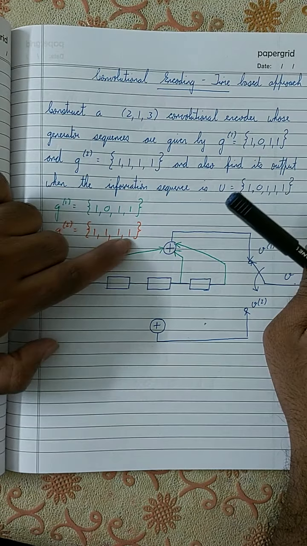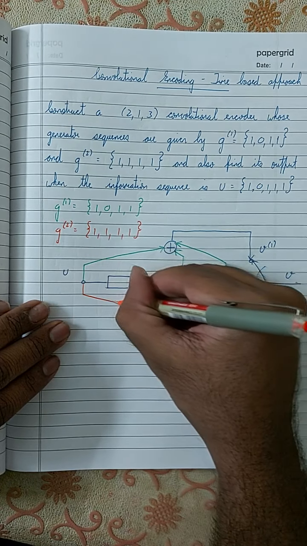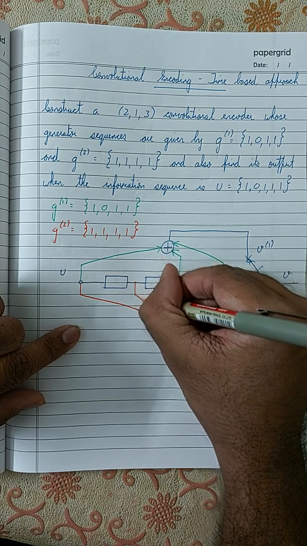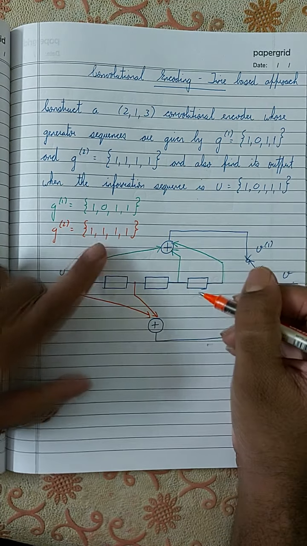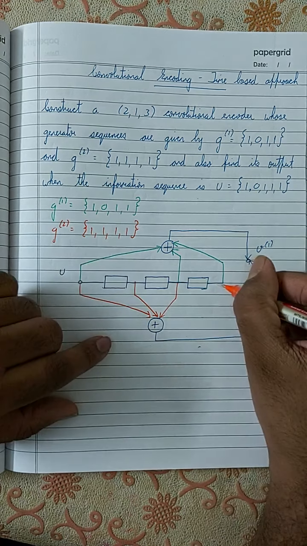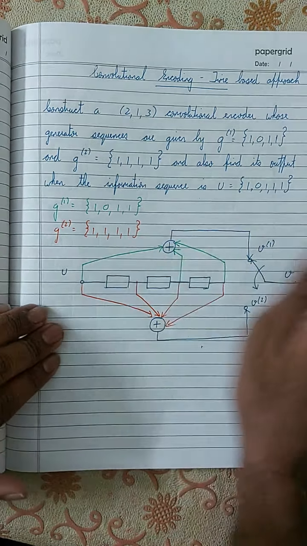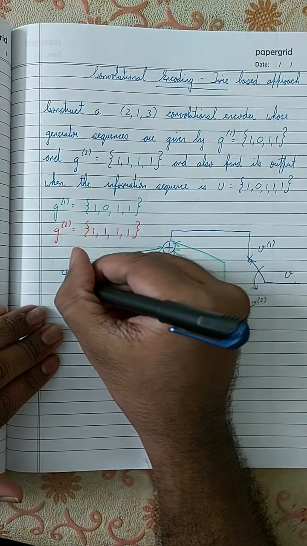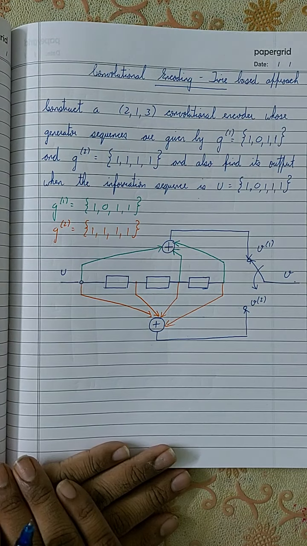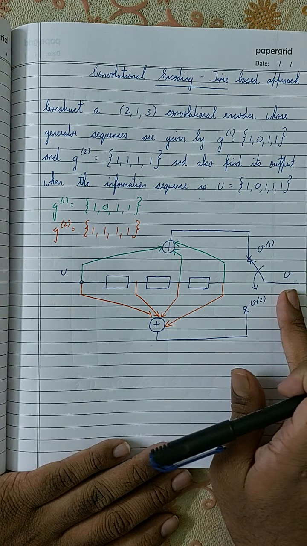Okay, next is G of 2. G of 2 is 1 1 1 1. So for G of 2, I use orange pen. G of 2 is this one, 1, that's this one, 1, that is this one over here, this connection, which means this one and this one. And this is how you construct a 2 1 3 convolutional encoder. Okay, so here you have the information sequence and here you get the output.